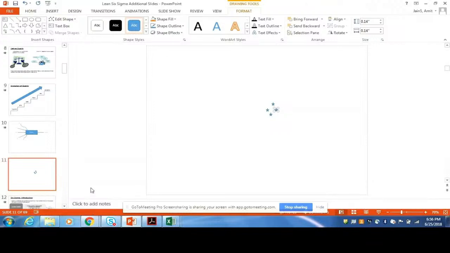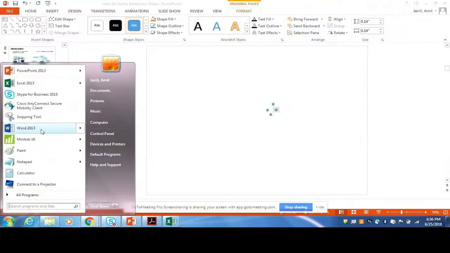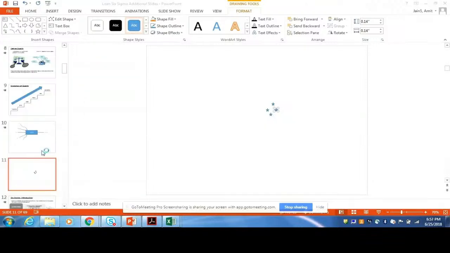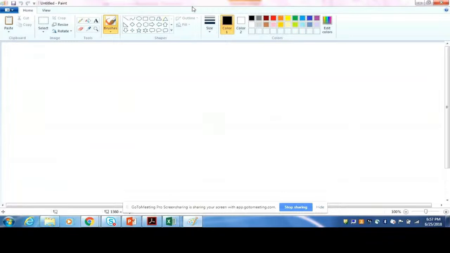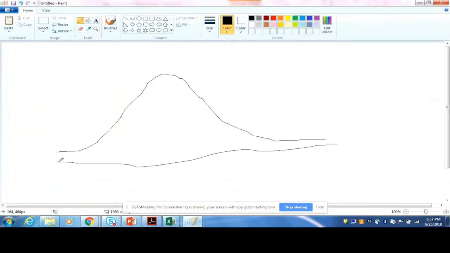Now, the distribution, let me just open Paint. It might be something like this. This is my x's, and these are the distributions, so we have all the outputs here. Have you seen this distribution, or have you heard about the bell curve? Correct. A bell curve is nothing but a distribution.